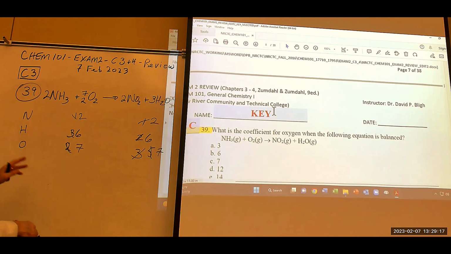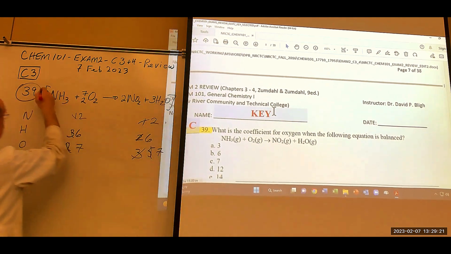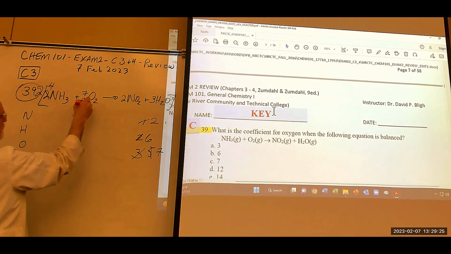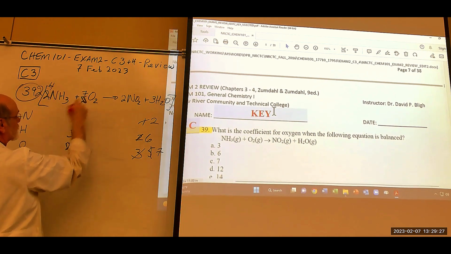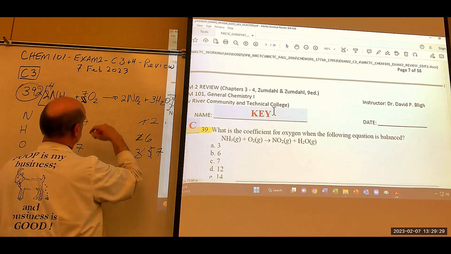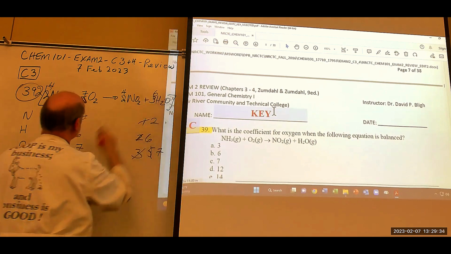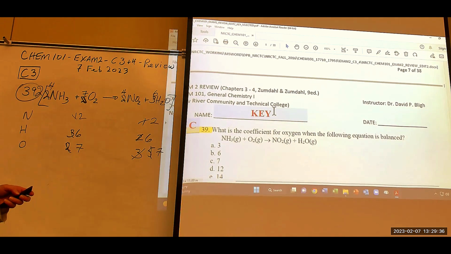Now, we've got to finish off by getting rid of that fraction. So we multiply the whole thing through by 2. So it makes this one 4, makes this one 7, and that should be our answer. It makes this one 4 and makes this one 6. So to answer the question, the coefficient of oxygen is 7. Okay. So we used 3 tricks in that whole thing.